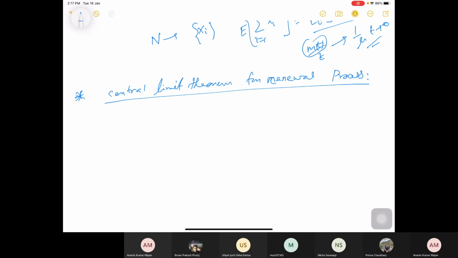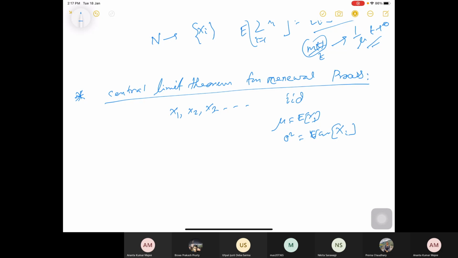So before going to that, let us recall what the central limit theorem is for a sequence. Say you have a sequence x1, x2, x3 and so on, and suppose they are IID with finite mean and variance. So the mean mu is the expectation of xi, and the variance sigma square is the variance of xi.